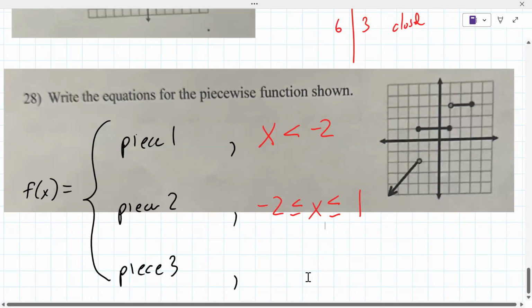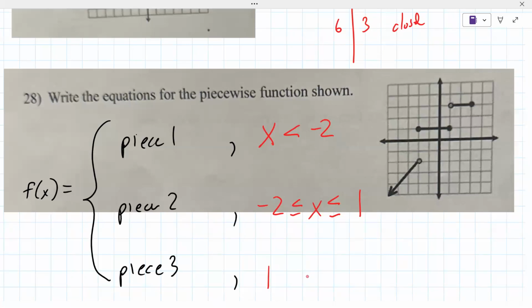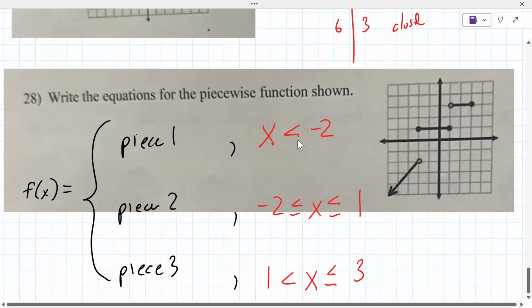So is it 1 is less than, yes, good, and then it's less than 3? Okay, but three is included, so it's less than or equal to. Oh yeah. Okay, good. All right.